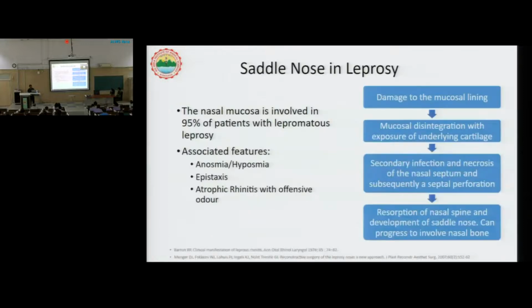In leprosy, 95% of patients with lepromatous leprosy have nasal mucosal involvement. These patients can also have anosmia, epistaxis, and atrophic rhinitis. The mechanism of saddle nose is damage of the nasal mucosa, which causes mucosal disintegration and exposure of the underlying cartilage, which undergoes necrosis and subsequent septal perforation. This resorption of the nasal spine leads to development of the saddle nose.